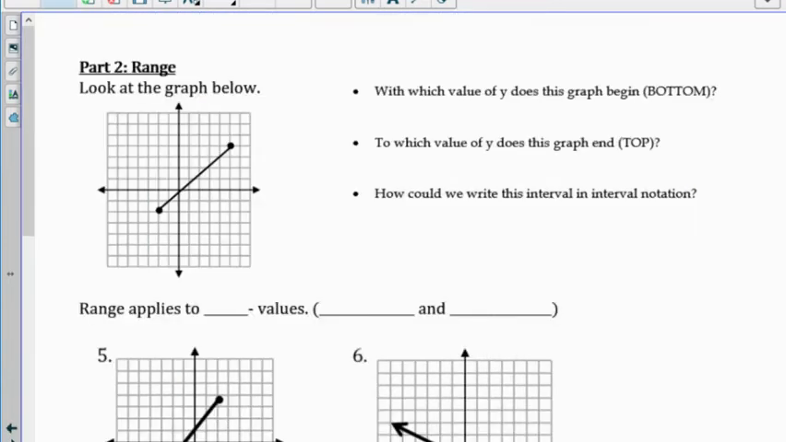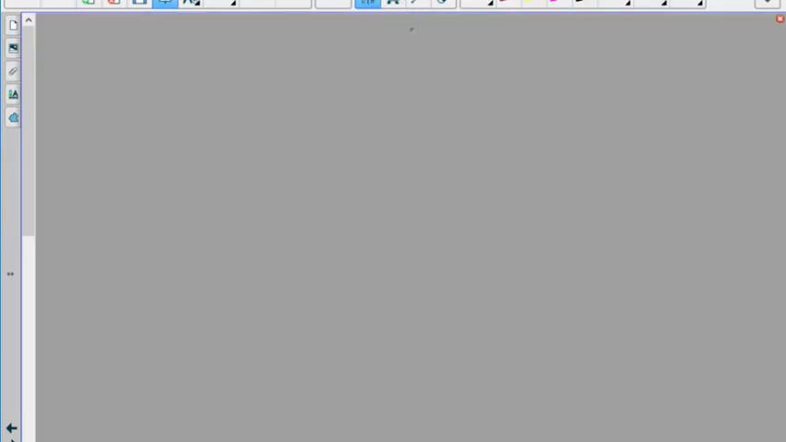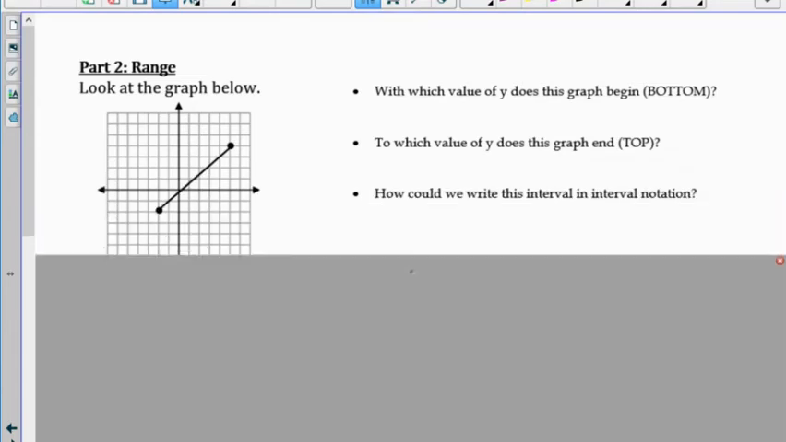All right, let's try the range. If you're thinking, what's the range? We just did left to right. Range is from bottom to top and the y values. So let's check in with that. So which y value does it start at, or what's the bottom of the graph?